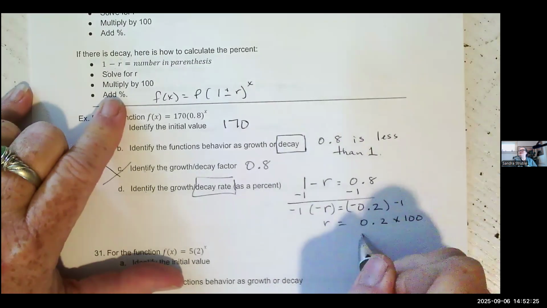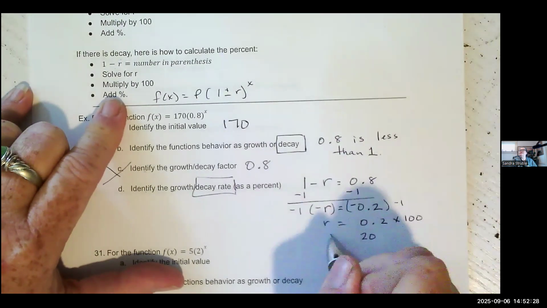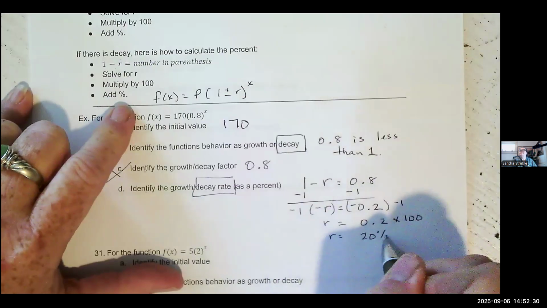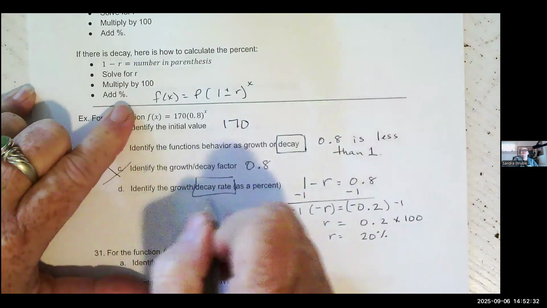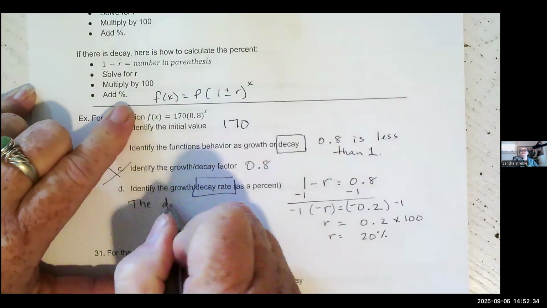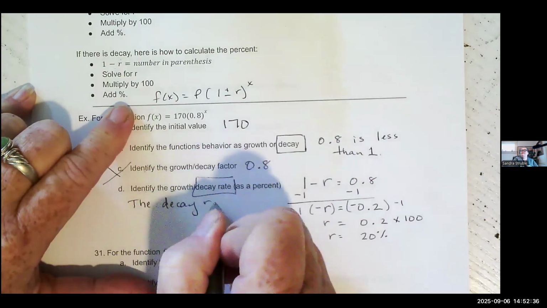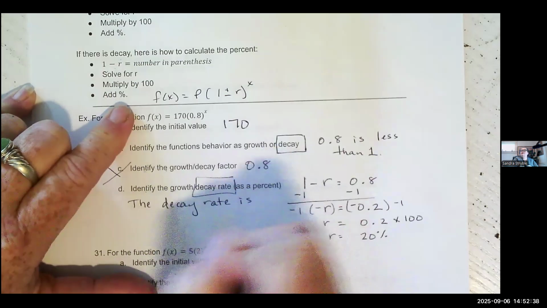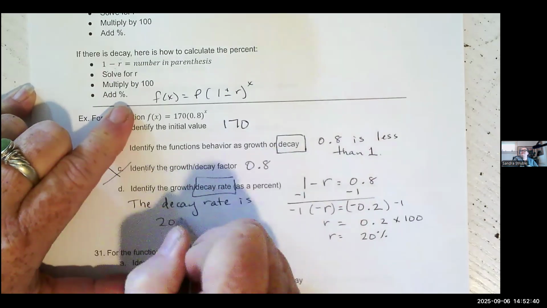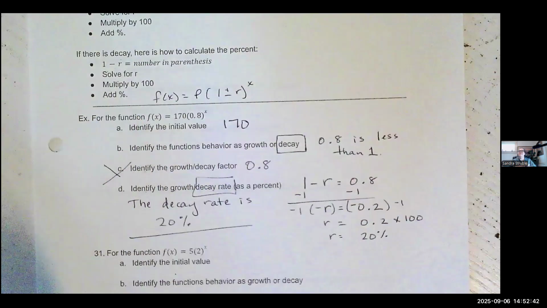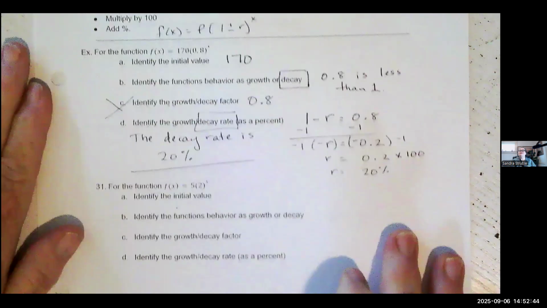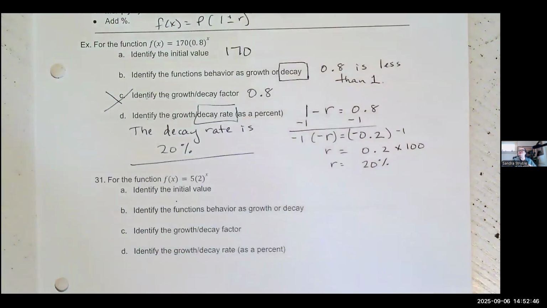So this is 20%, and do not forget your percent sign. So the decay rate will be 20%. Okay. You're going to need to practice that one, but not with this one because this one's going to be a growth rate. So I'm going to do both examples for you, and then you're going to get some practice.